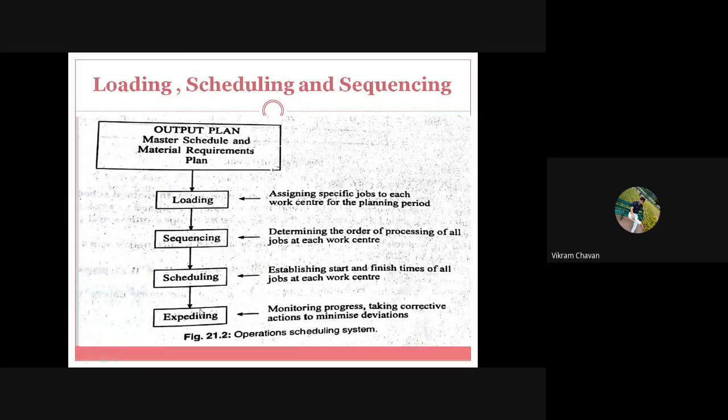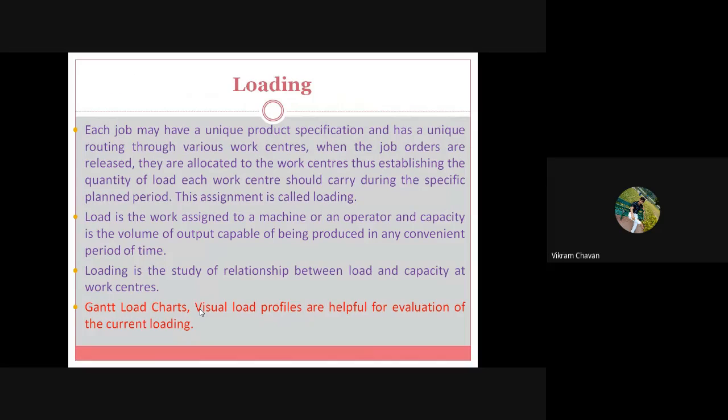Okay, so in this lecture, we will try to understand what is meant by loading and which principles are mostly used to apply this loading at the shop floor. So there are two methods, that is nothing but the Gantt chart and the visual load profile. These two evaluation principles are applied at the workstation to understand this particular loading.